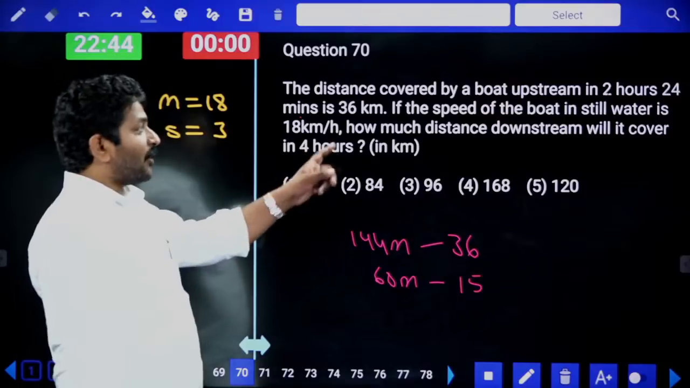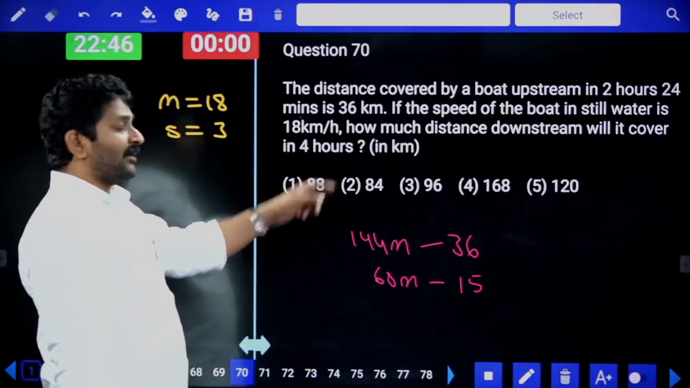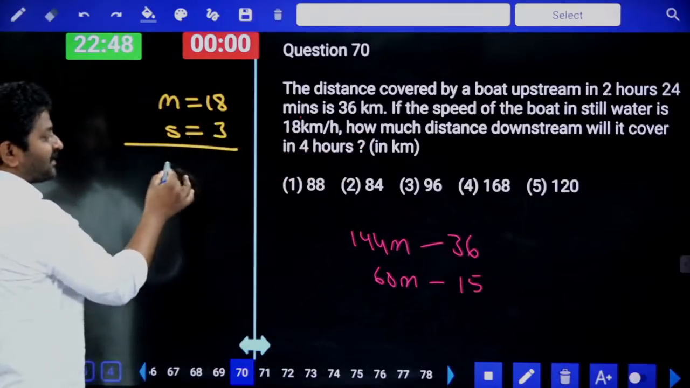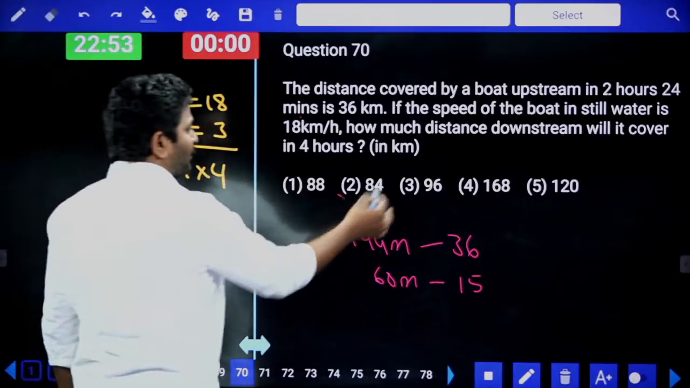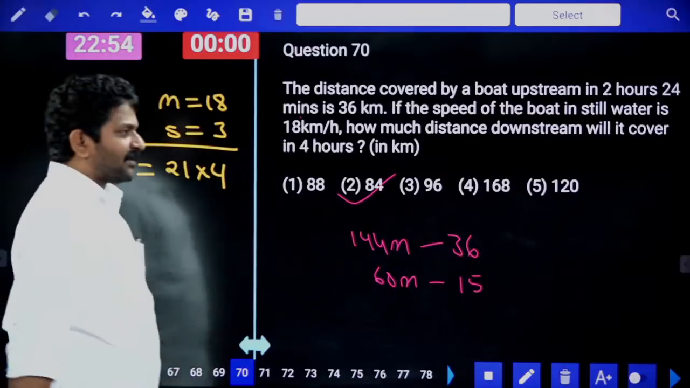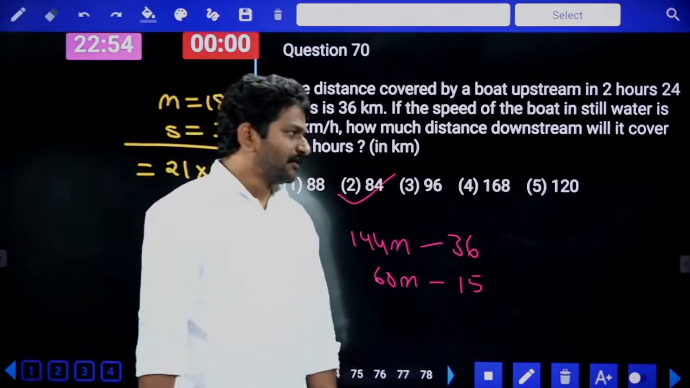In how much distance downstream will cover in 4 hours? Downstream M plus S, that is equal to 21. In 4 hours, that is into 4. Distance is equal to 84. Second option is our final answer. Second option.